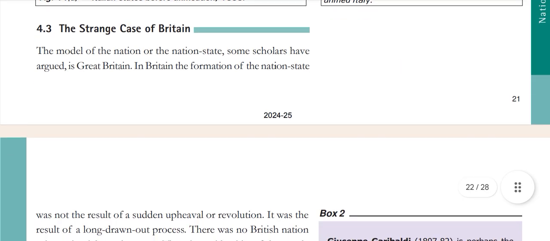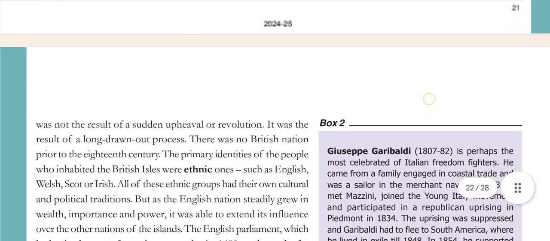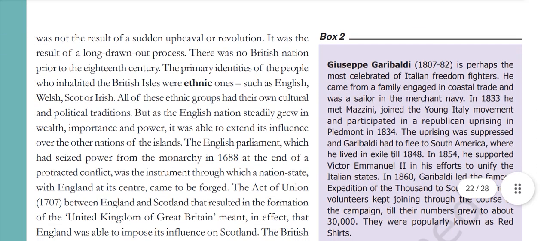The strange case of Britain. The model of the nation or the nation state, some scholars have argued, is Great Britain. In Britain, the formation of the nation state was not the result of a sudden upheaval or revolution. It was the result of a long drawn out process. There was no British nation prior to the 18th century.